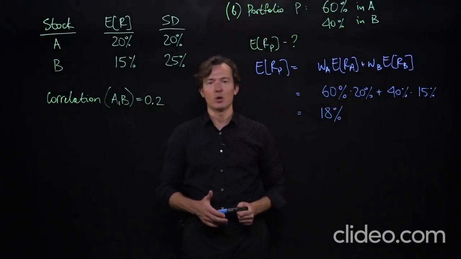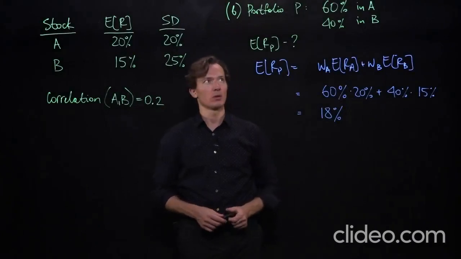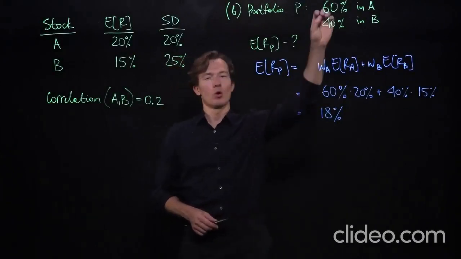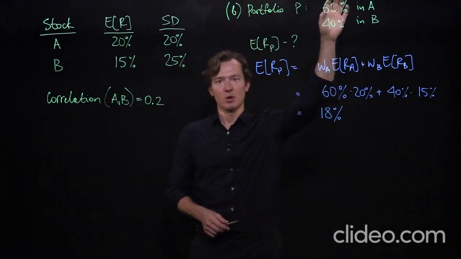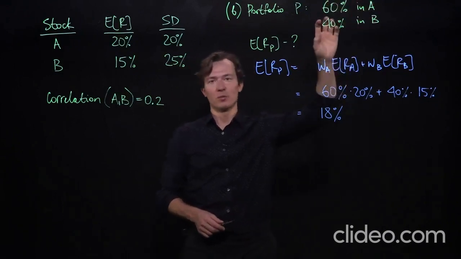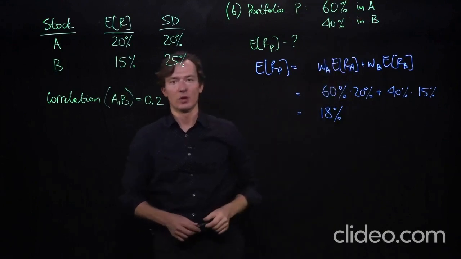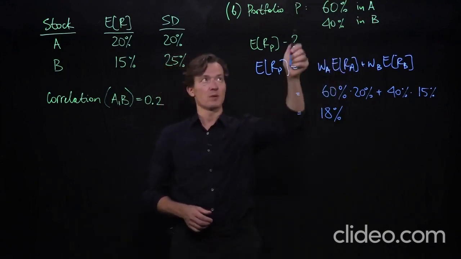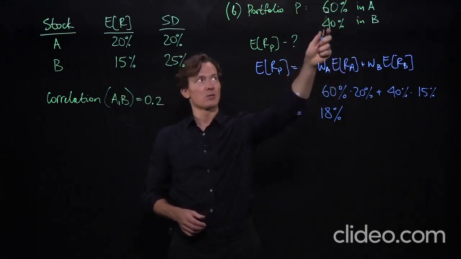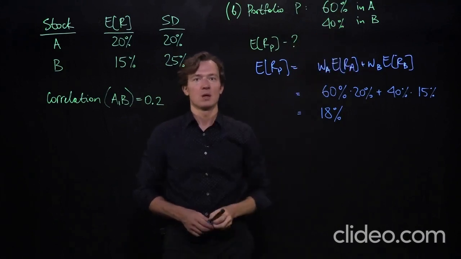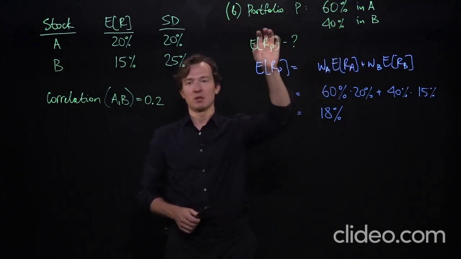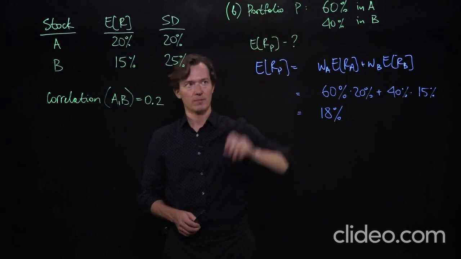In the next question, we are asked to form the following portfolio. We'll invest 60% of our wealth into stock A and 40% into stock B. So we're going to form this portfolio, which I will refer to as P, which invests 60% in A and 40% in B. The question asks us to find the expected return on this portfolio P.